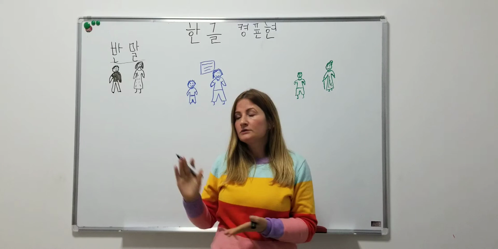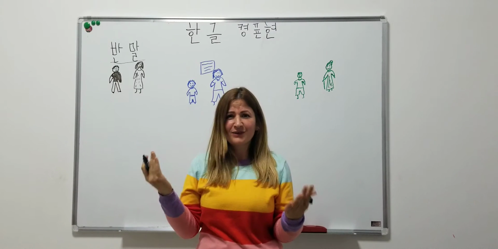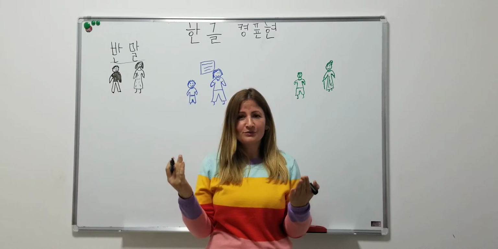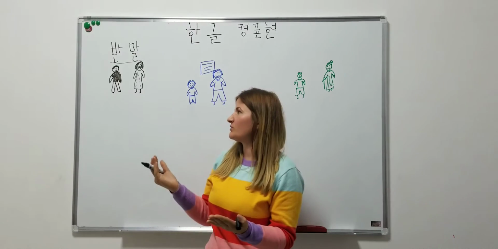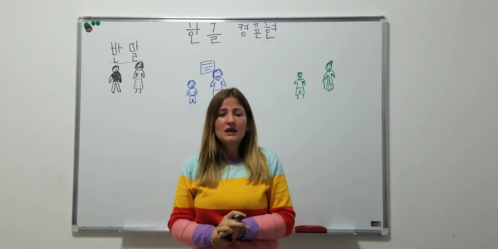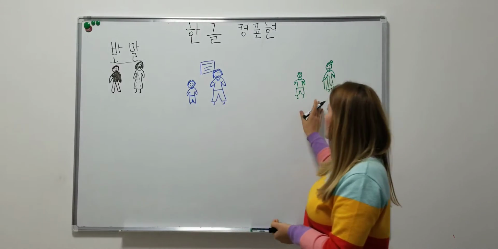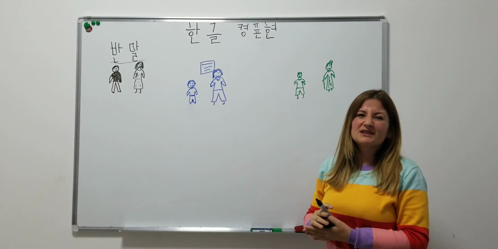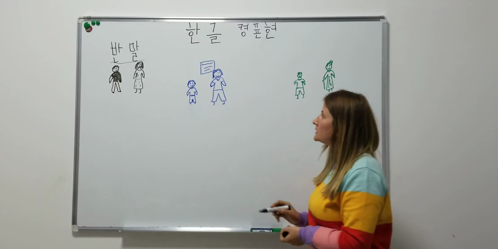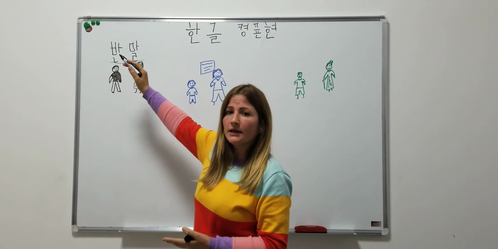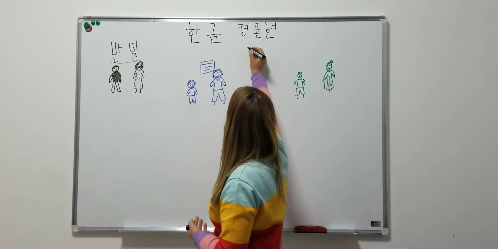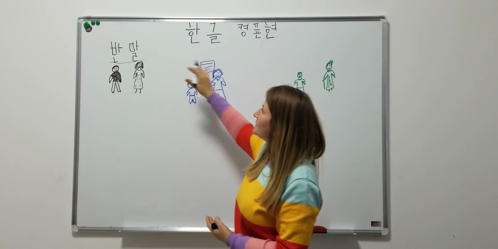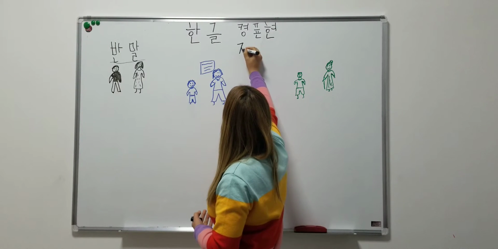반말, as you notice, is half of the word. They don't use the whole word. That is why if you use it, especially with older people, you will be considered rude. So we have 반말, casual, and then we have 존댓말. Well, 존댓말 is also here, but I will write it.